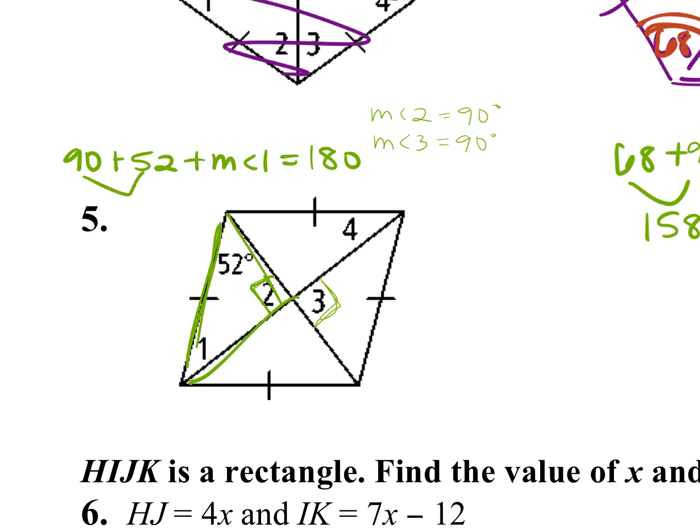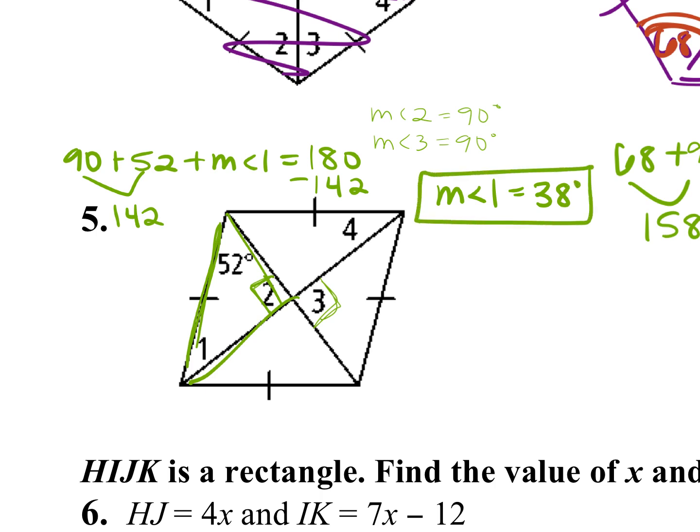So take this away. This is 142. So take away 142. You get the measure of angle 1 is 38 degrees. 4 is 38 as well. Right. So all 4 of these are the same. So if angle 1 is 38, then angle 4 is also 38.